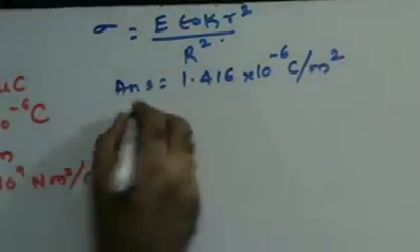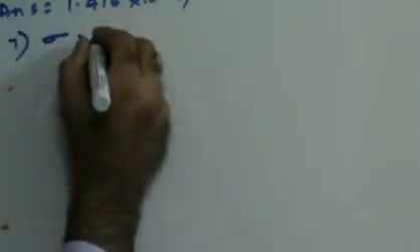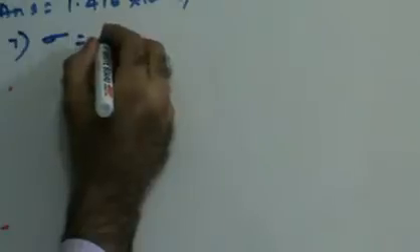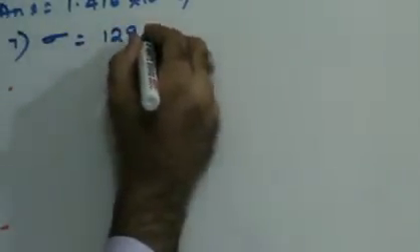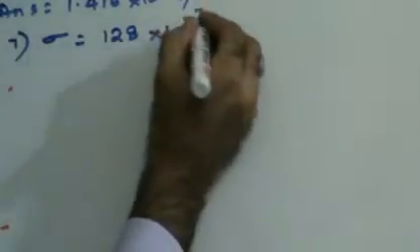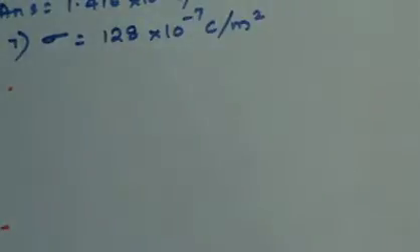Next, take down next one please. The charge density on the surface of a conducting sphere is 128 into 10 raised to minus 7 coulombs per meter square.